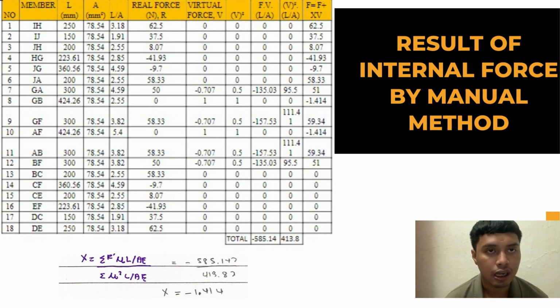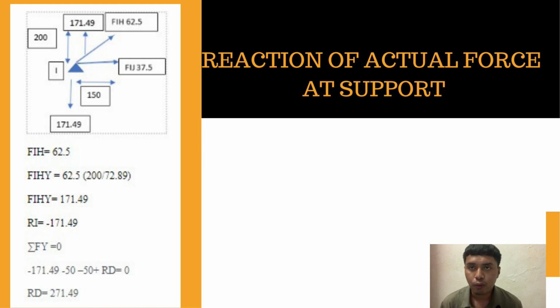like on the slide. So the x value is negative 1.414, and then we have to come with mu and plus the real force to get the actual force. The next point, I will explain about the reaction of actual force at support. After we get all the internal force, we can get the actual reaction at Ri and also Rd. In this case, we get the Ri is negative 171.49, while the Rd is 271.49.